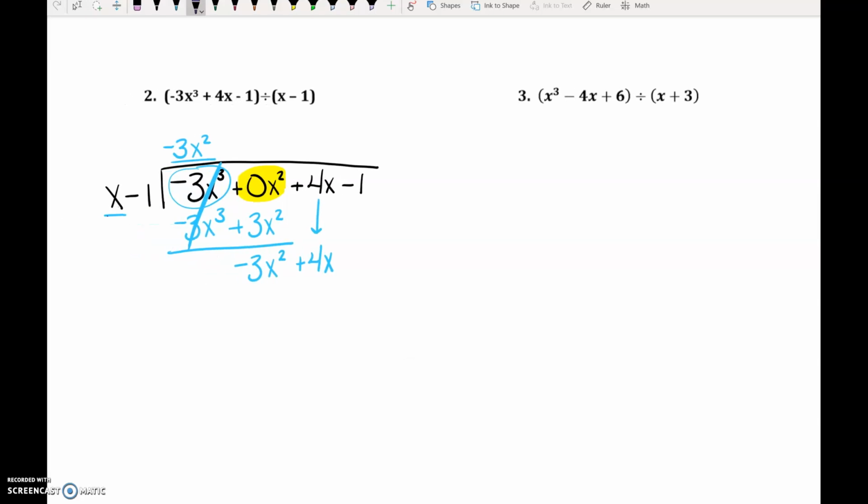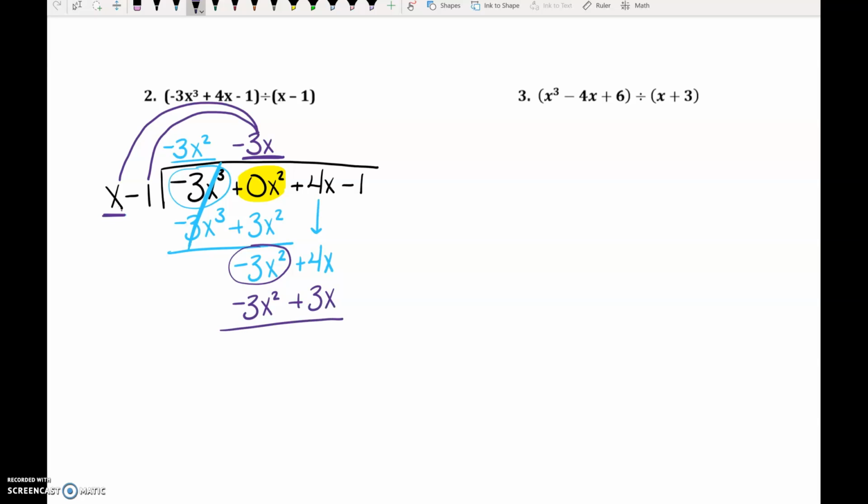The next cycle, x times what is negative 3x squared? We need the negative 3, and to go from x to x squared, we need another x. Now multiply. Negative 3x times x is negative 3x squared. Negative 3x times negative 1 is positive 3x.